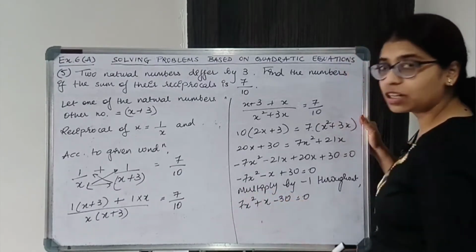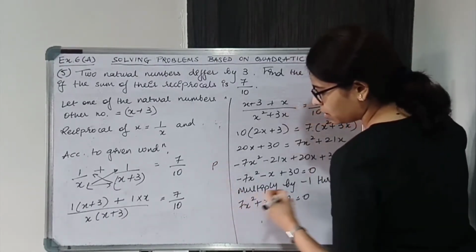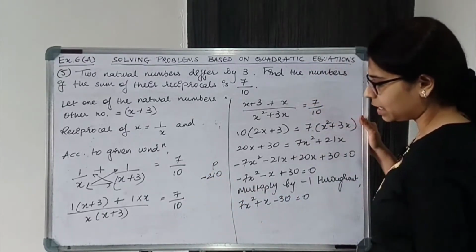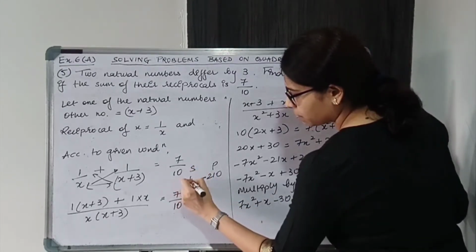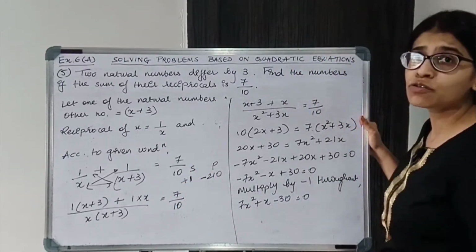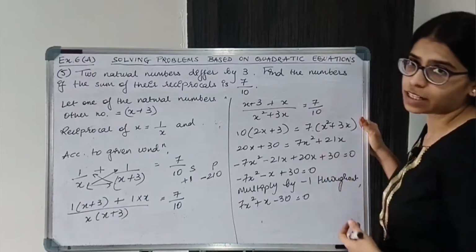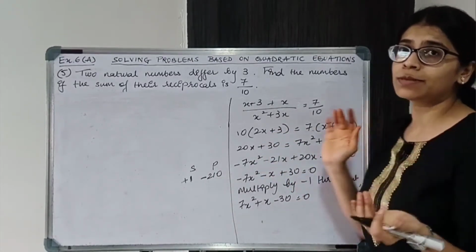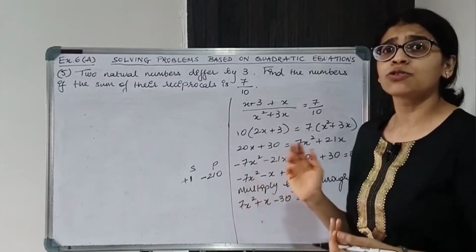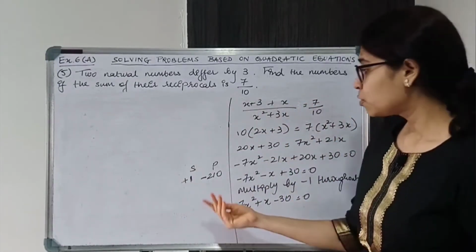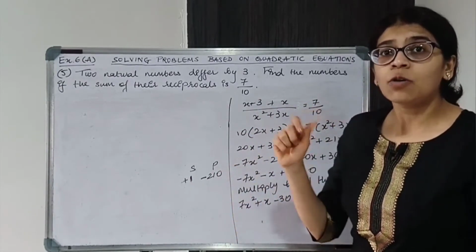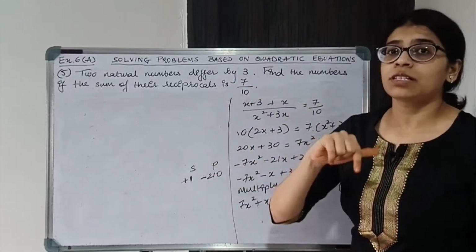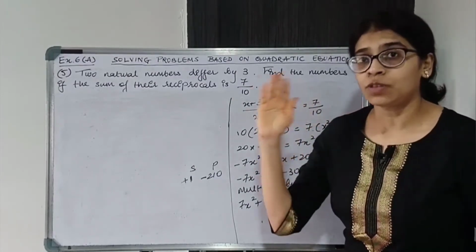Product is 7 into 30, so product is 7 3s are 21, 210 minus, okay, and sum is +1. Okay, so we need to find the factors. So let us now find the factors. Now the product is negative, it means that both the numbers have opposite signs. Okay, so opposite होगा तो ही product negative आता है. So one is positive, one is negative. Now which one is positive, which one is negative? Sum का sign is greater number का sign, so greater number will be positive and smaller number will be negative.